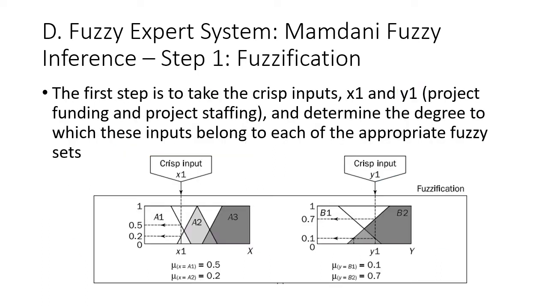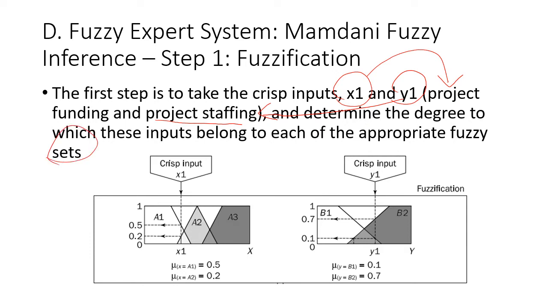The first step in a Mamdani fuzzy inference is fuzzification. What exactly this step is all about is, first we need to take crisp inputs x1 and y1, where x1 is project funding and y1 is project staffing, and we need to determine the degree to which these inputs belong to each of the appropriate fuzzy sets.